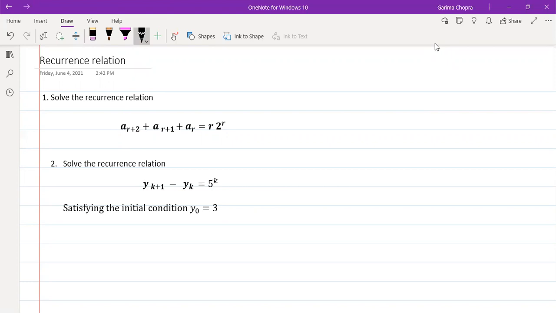So let us consider the first problem. In the first problem, we have to solve the recurrence relation. This recurrence relation is involving the sequence a_r.